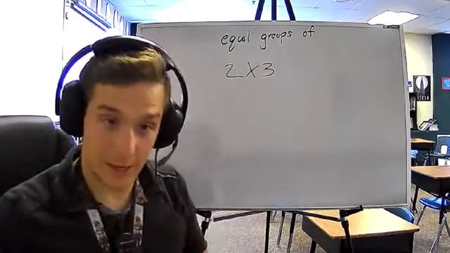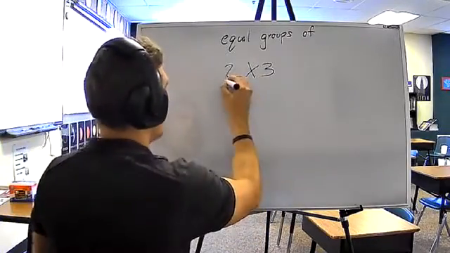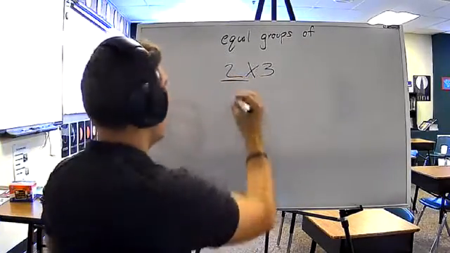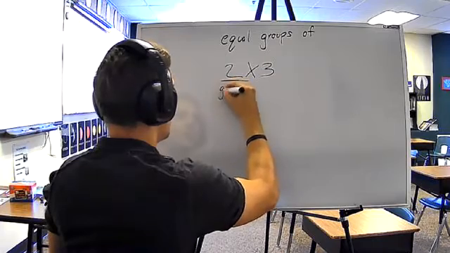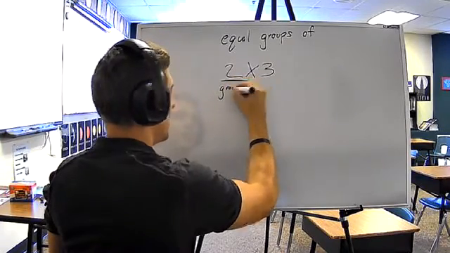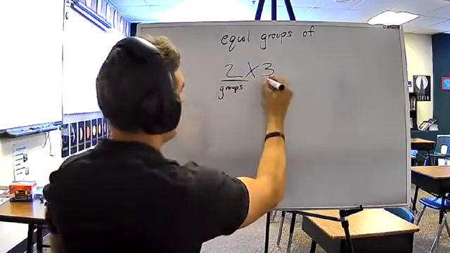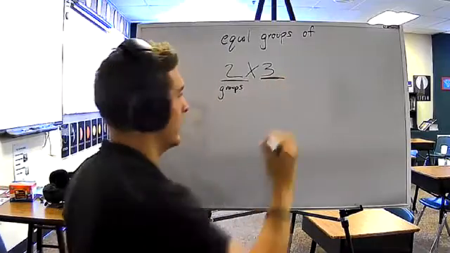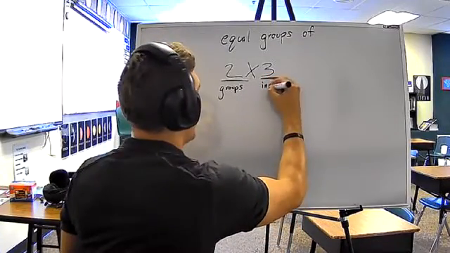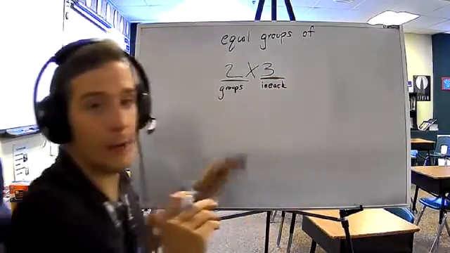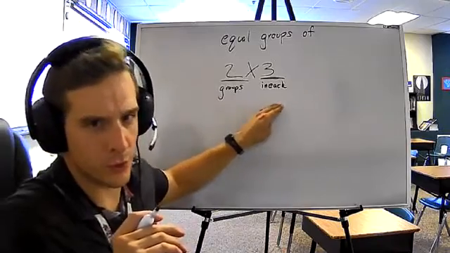The concept we're trying to get at is that this 2 is telling me how many groups, so this is the groups, how many groups there are, and the 3 here is representing how many are in each group. So typically I write down "groups" under here and "in each group."